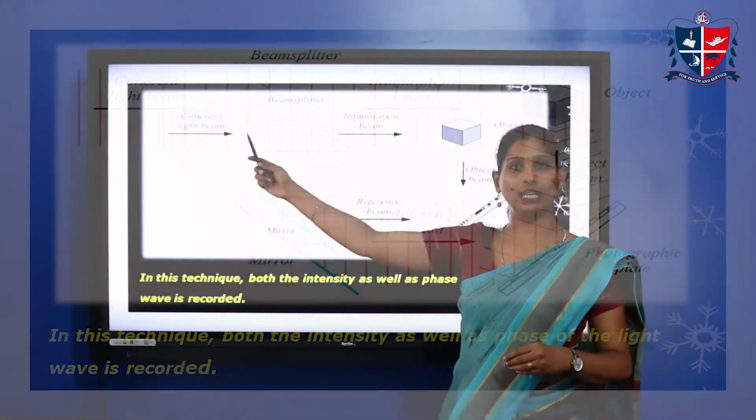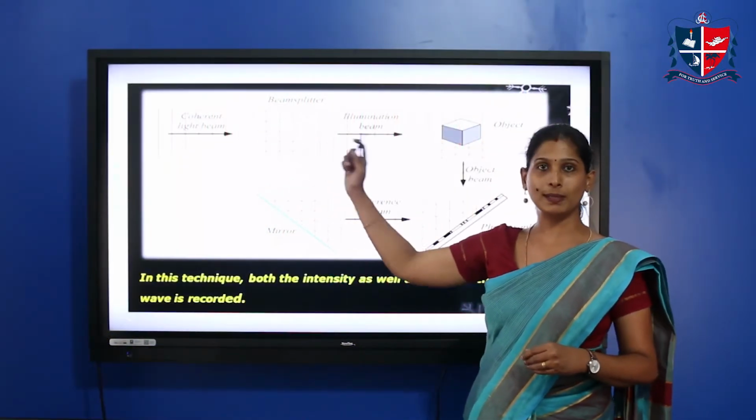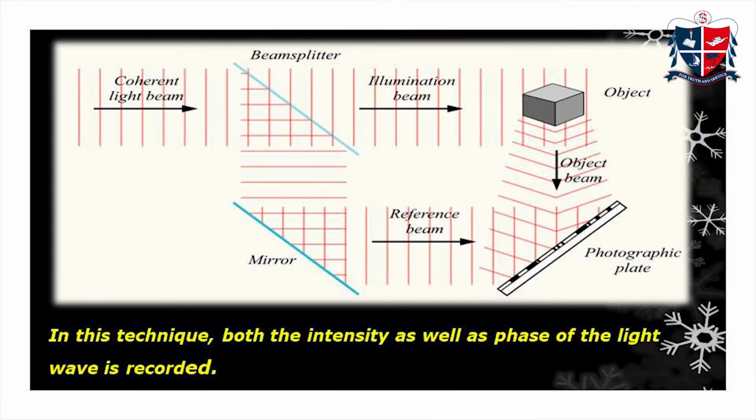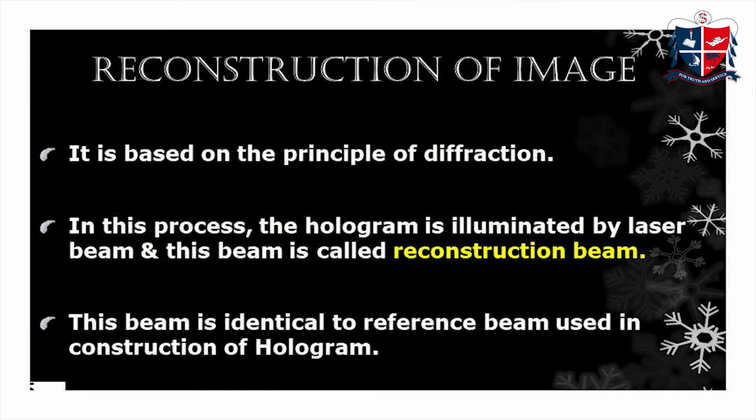A coherent light beam, a laser beam, is incident on a beam splitter. The beam splitter will split that beam into two, the illumination beam, or rather the object beam, and the reference beam. The illumination beam will illuminate the object, and part of the light scattered from the object will impinge on the photographic plate. The reference beam will also fall on the photographic plate. The superposition of these two waves will develop the hologram. Now, you have recorded the hologram.